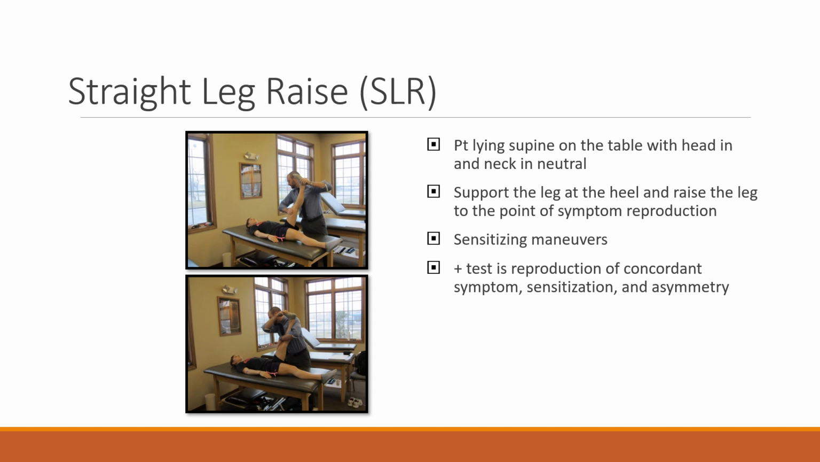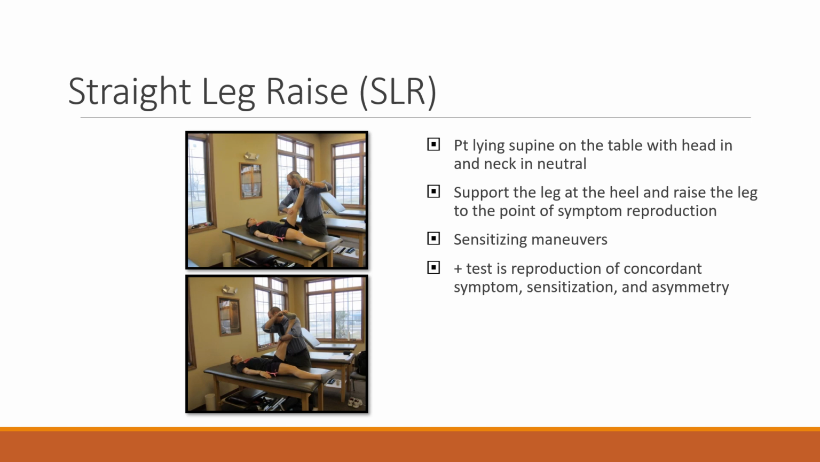With respect to these particular images here on top, you can see the straight leg raise being performed with the knee in full extension. And then at the bottom, it looks like there's some sensitization occurring with respect to ankle dorsiflexion and potentially hip adduction. Again, a positive test would be reproduction of the patient's primary symptom or concordant sign, if a sensitizing maneuver increases the patient's symptoms, and if there are asymmetries compared to the contralateral extremity.